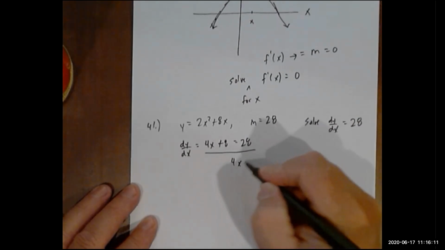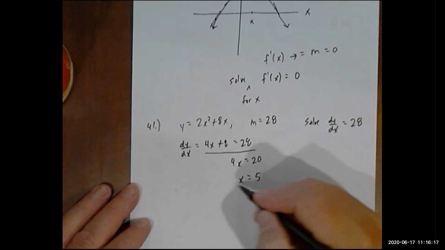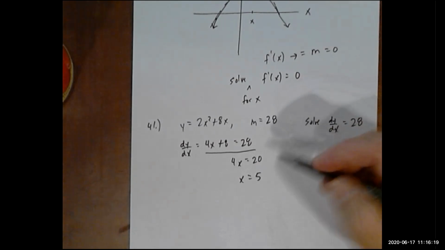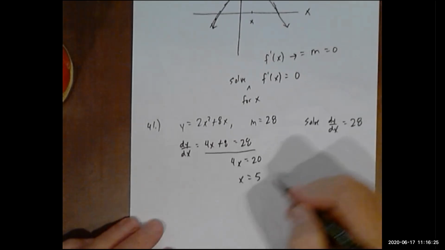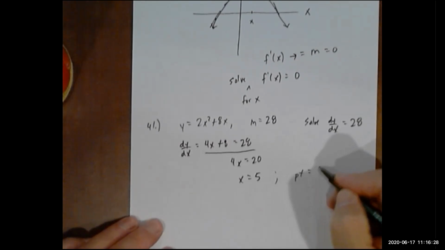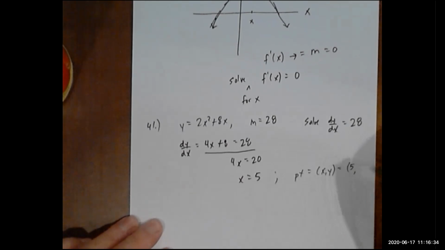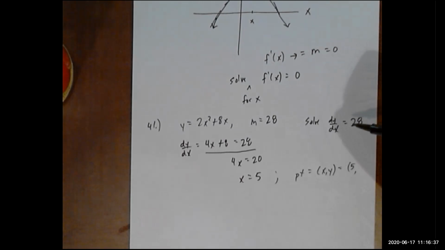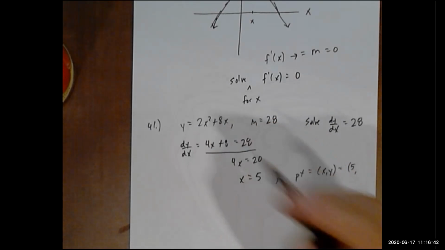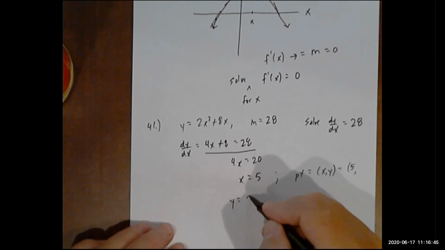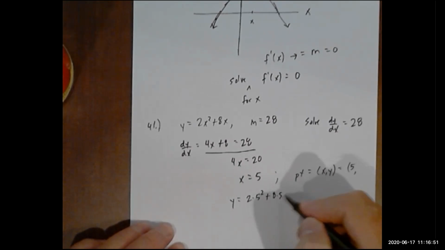Subtract 8 from both sides. Divide both sides by 4. So there's the x value of the point where the slope is 28. But once again, a point has both an x and a y. So if the x is 5, what's the y going to be? I have to plug 5 back into the original equation to determine y. So it's going to be y equals 2 times 5 squared plus 8 times 5.